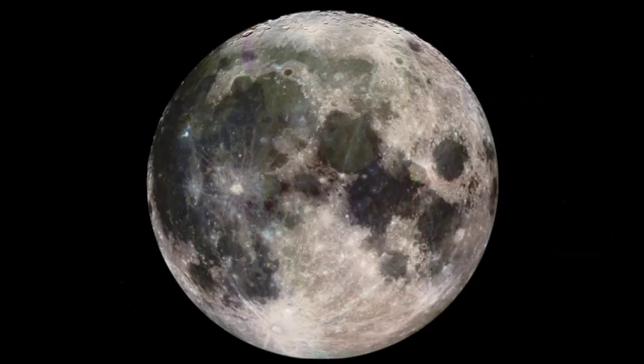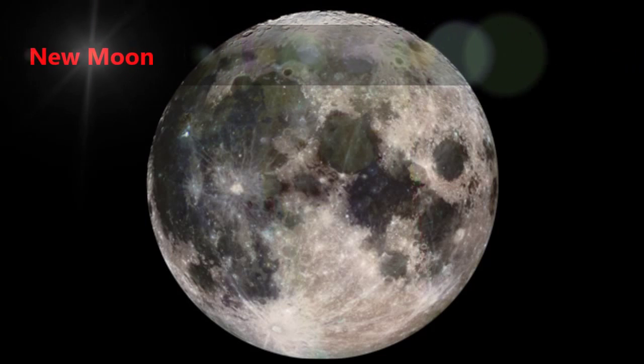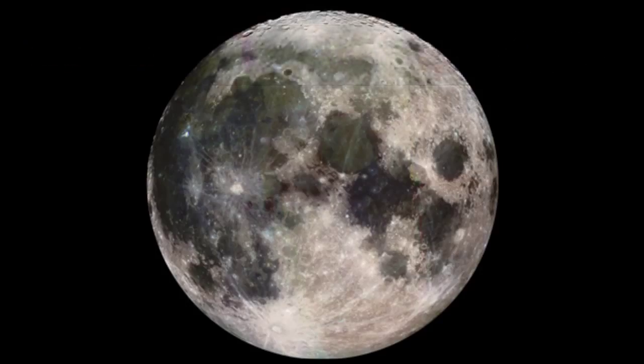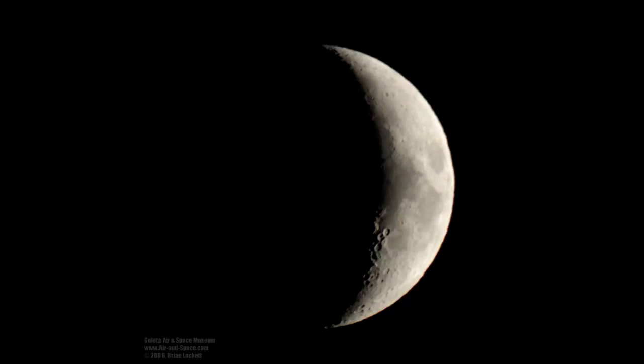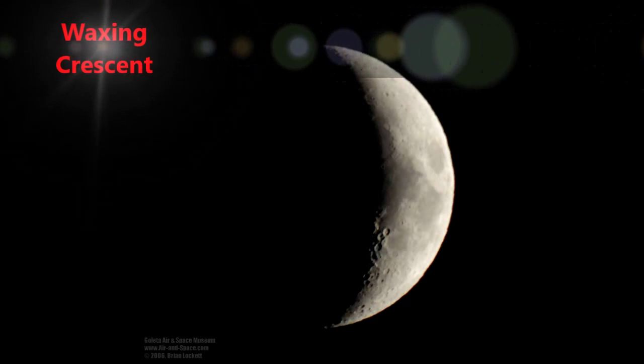Phase 1, the new moon. In this phase, we cannot see the light part of the moon. It appears to be gray in the sky. Phase 2, the waxing crescent. In this phase, it appears to be growing. Remember, waxing, growing.